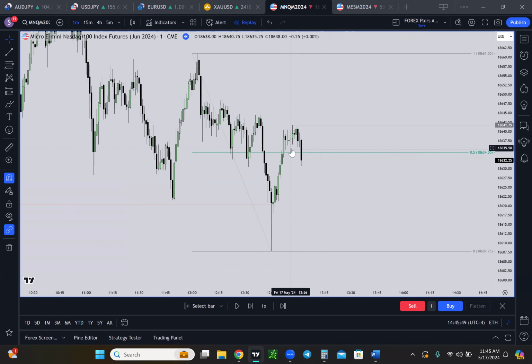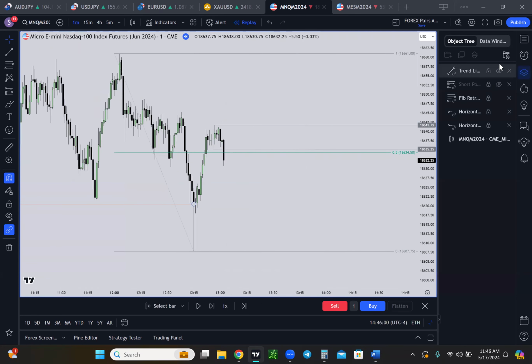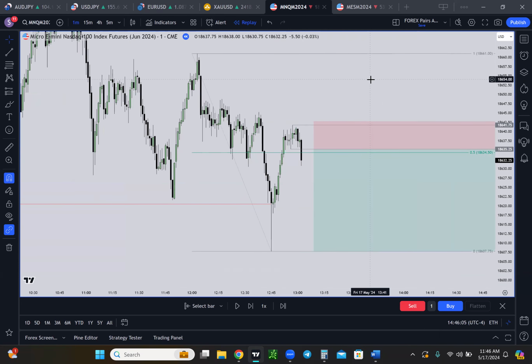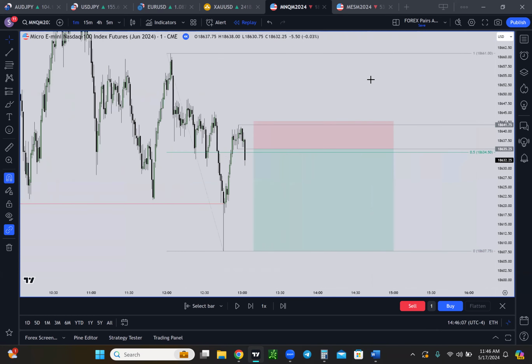My entry is going to be off of this low that got taken. My stop loss will be just above that high, and my target is this 15-minute low right here. Let's see what that gives us. There's the trade setup. There's the trade. That's what I'm expecting. So the risk to reward, it's 3.67 reward on risk. Makes sense, right? Okay, let's see how this plays out.